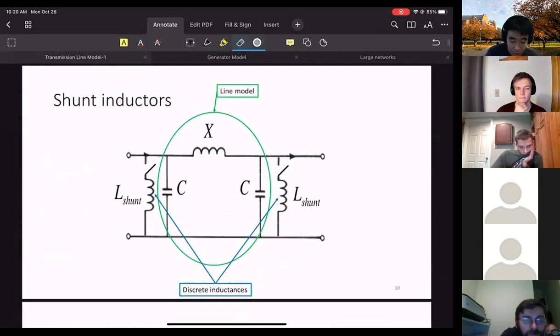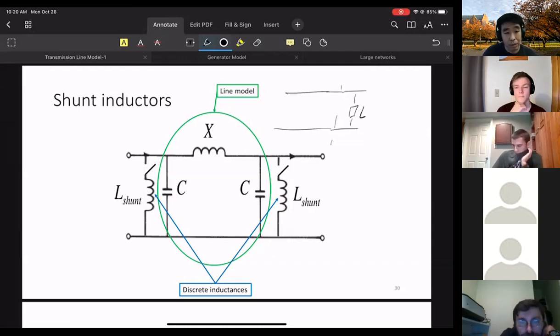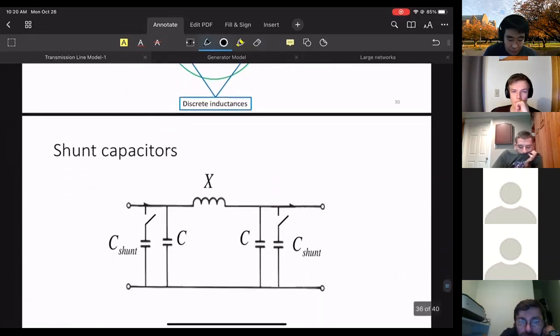So this means I have some transmission line, and this is the end of the line, and you're putting some switching inductor here. This will help you change the apparent capacitance of the line. You're adding inductors in parallel, so if you think your capacitance is too high, they will cancel out some of the high capacitance. This is quite simple. And if you think your capacitance is not high enough, you put in additional shunt capacitors.